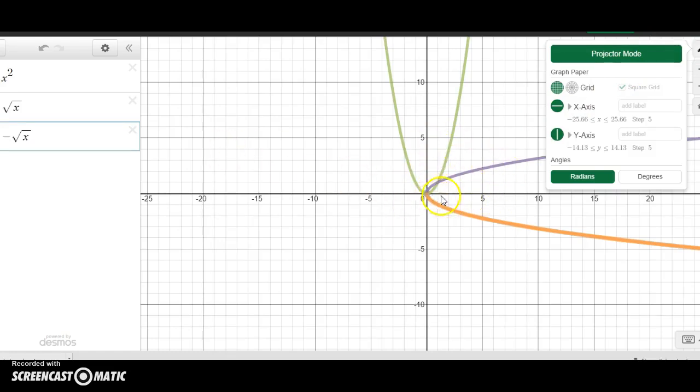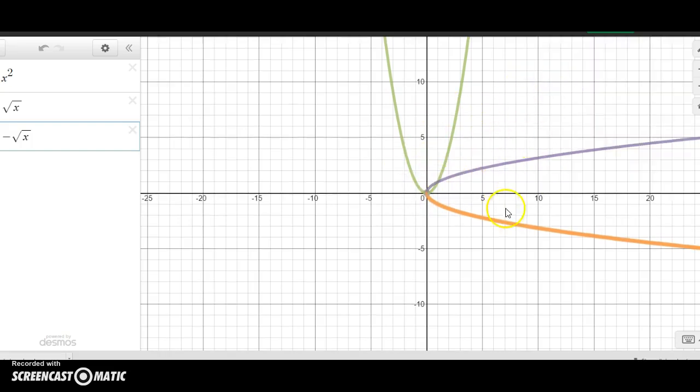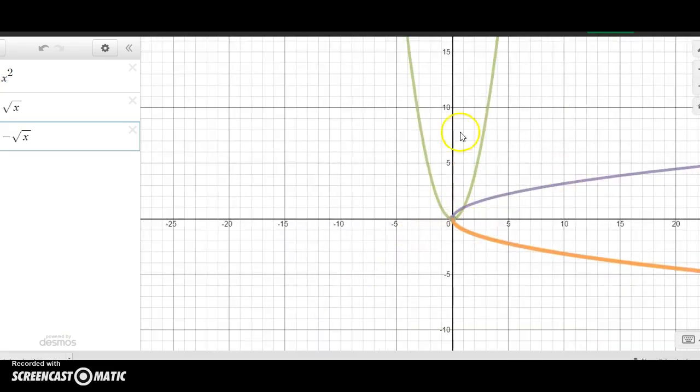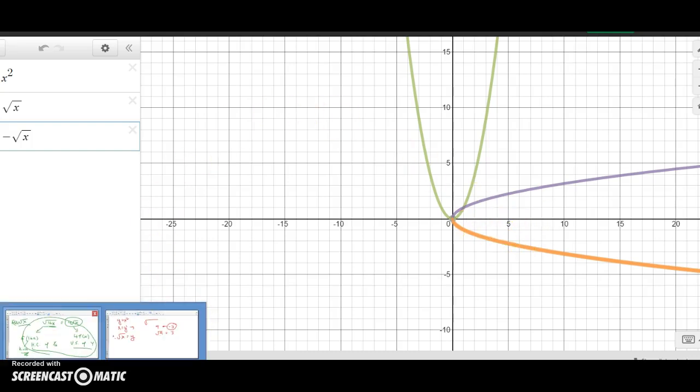So the inverse of this guy is this guy. So the inverse of the green guy is the purpley orange guy. And if you could do this, you would notice if I drew a line right through here, x equals y, I could fold the green guy over and it would turn out to be this right here. Where it gets a little more confusing is when the formulas themselves become a little more confusing.